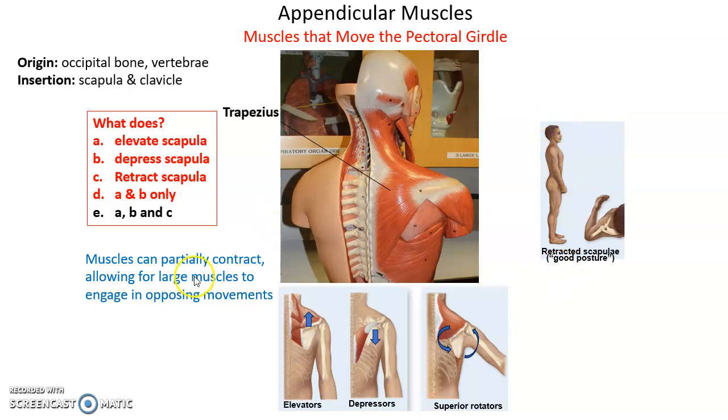Now, the reason why the trapezius is able to both elevate and depress the scapula is because, again, the entire muscle doesn't have to contract. So if the superior parts of the muscle contract, that'll pull the scapula up. If the inferior muscle fibers contract, then that'll pull the scapula down.